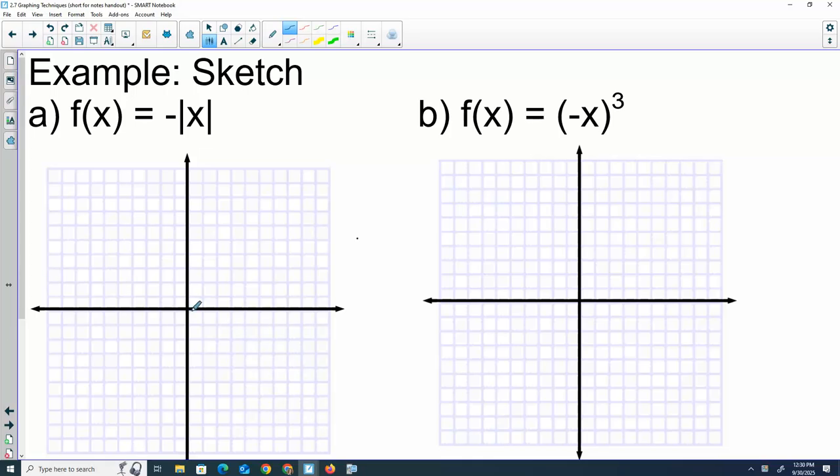How many exact points do I want? At least 3. So absolute value of 0, 0, 1, 1, negative 1, 1. You could do 2, 2, negative 2, 2, especially when you have a graph in front of you. The grid's already there, not a big deal to do some more. That's my parent function.